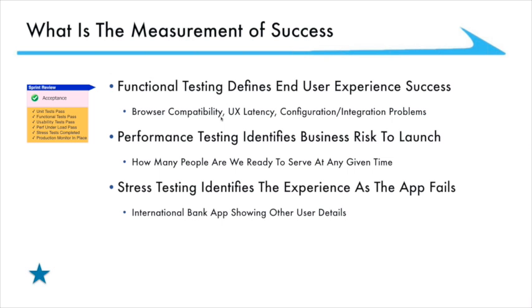So the second area then would be performance testing, and then the third area identifies what happens to the app when the app is dealing with many more users than were initially intended or forecasted. And just to give you an example of this kind of stress testing, there was an international bank customer of Appvance's that put out a set of mobile apps.